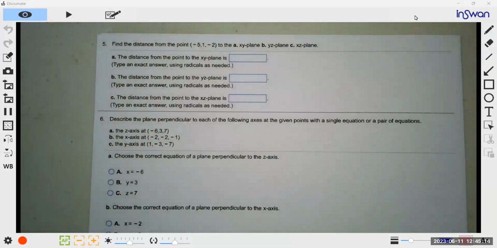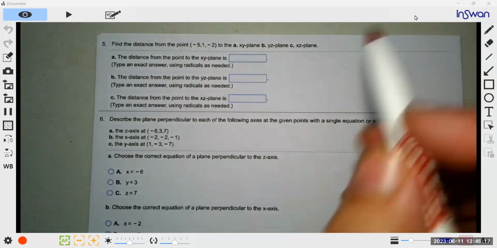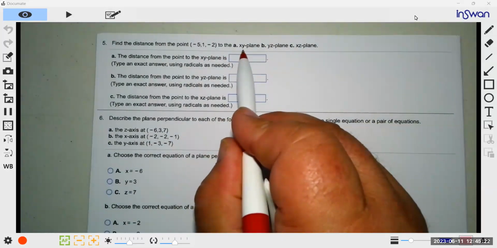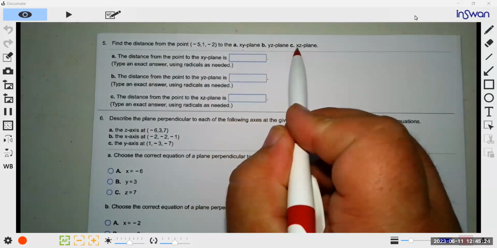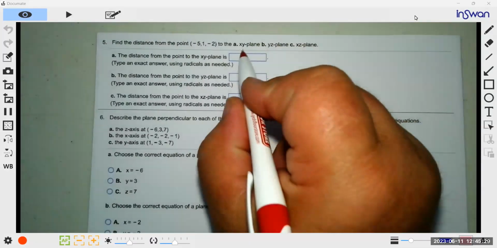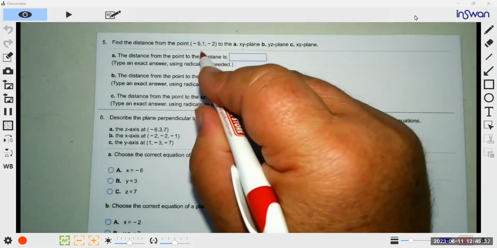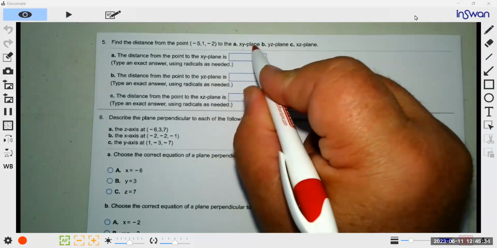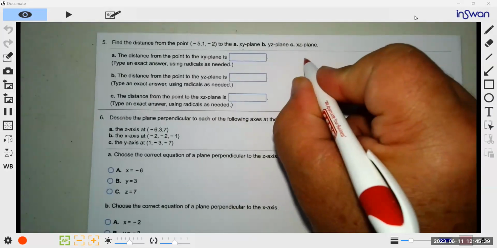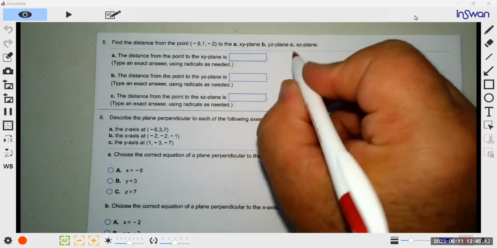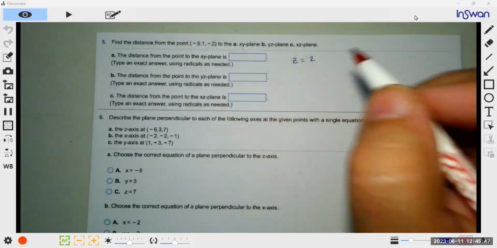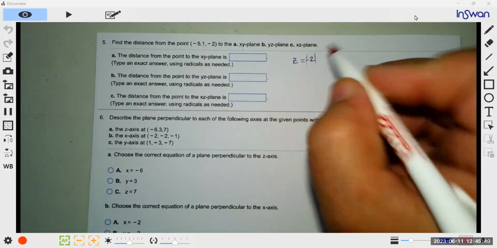All right, question number 5. Find the distance from the point P to the XY axis, YZ axis, and the XZ axis. So if we have a point, the distance to that axis is actually the Z value, the Z distance. So since this was on the XY plane, the distance is 2. Remember, distance has to be absolute value.